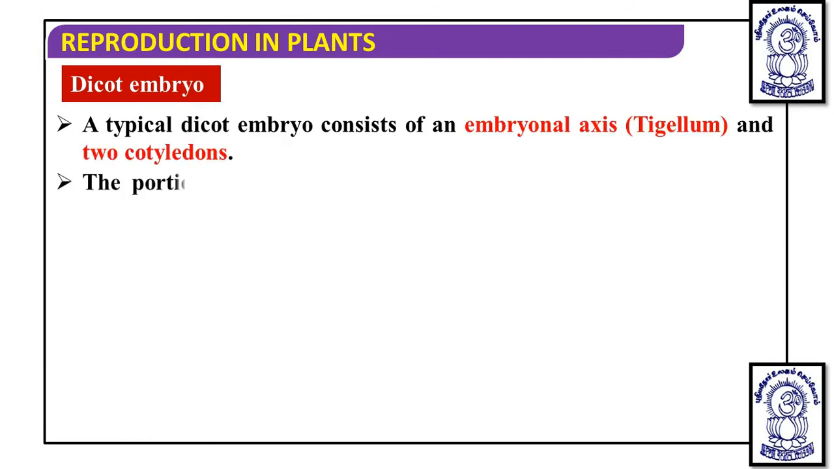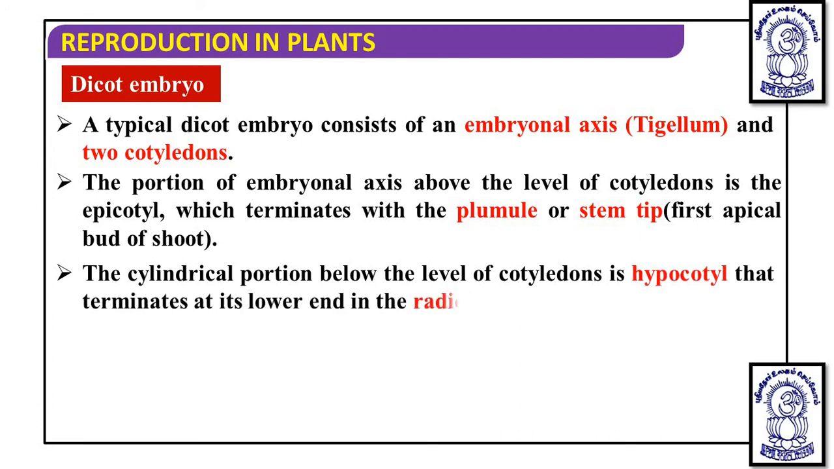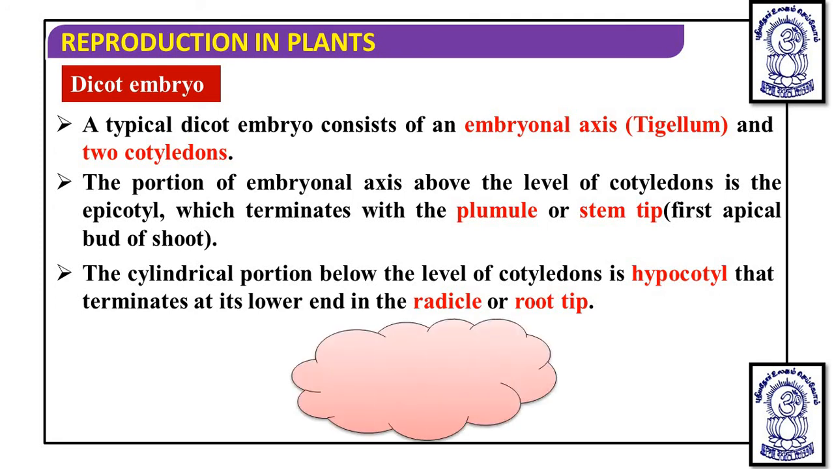This is a dicot. A typical dicot embryo consists of the embryonal axis, tigellum, and cotyledons. We have discussed this. The portion of the embryonal axis above the level of the cotyledon is the epicotyl, and it terminates with the plumule or stem tip, that is the first apical bud of the shoot. The cylindrical portion below the level of the cotyledon is the hypocotyl. It terminates at its lower end in the radicle or root tip. The root tip is covered with the root cap.